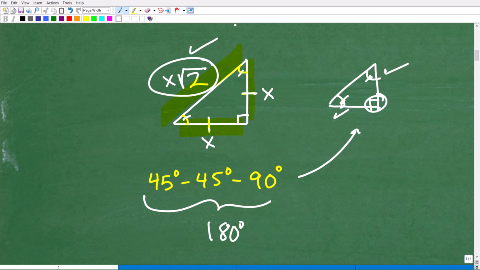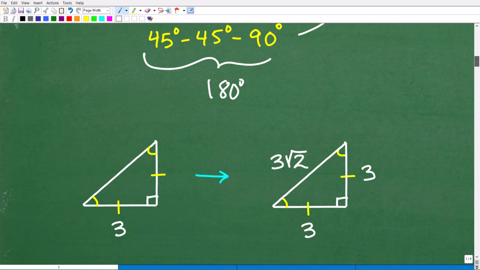So this is what you've got to remember. And this is a little bit easier than the 30, 60, 90 right triangle. I'll get into that in a second. But let's go ahead and do an example problem with the 45, 45, 90 right now.